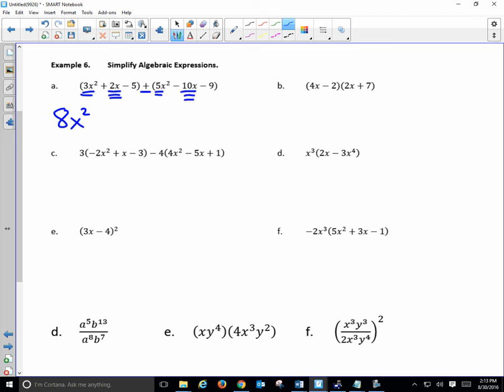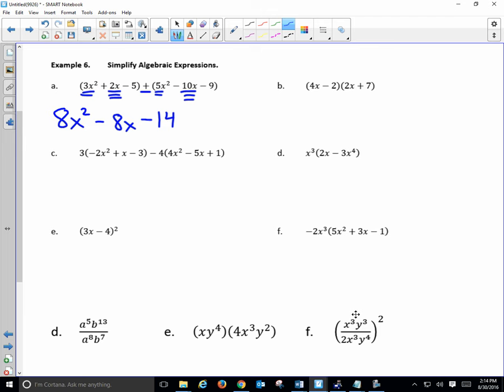2x and negative 10x make negative 8x. And then negative 5 and negative 9 make negative 14. So I put together a number of different types of problems here. They're not all the same, so you can try and tell the difference.